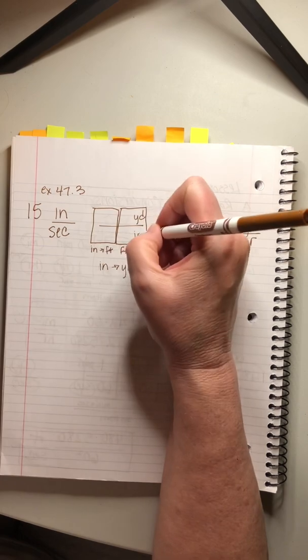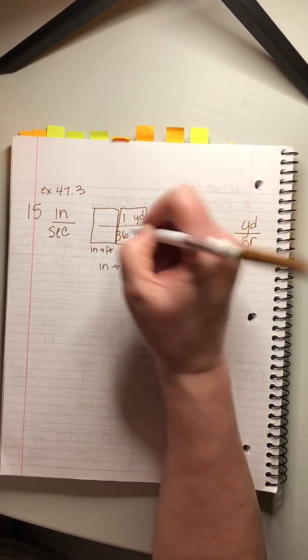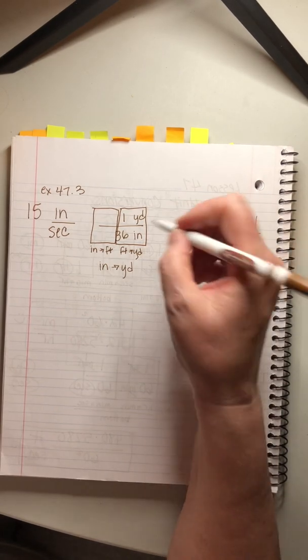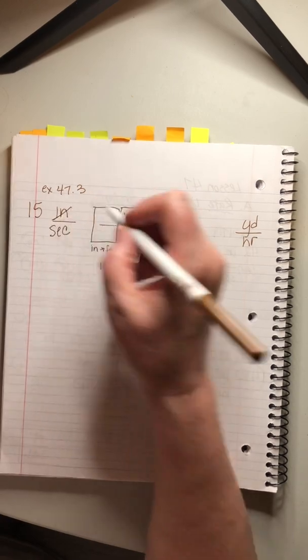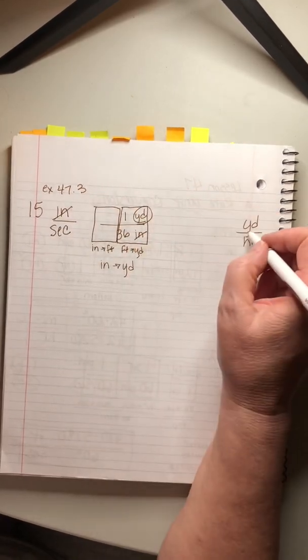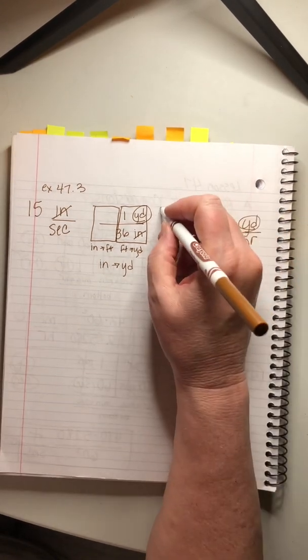Okay, so inches will cancel. Which is bigger? A yard is bigger, and there's 36 inches in a yard. So it's fine to do that in 1 step if you know that number. All right, yards, we're good. Okay, now we need to go from seconds to hours.